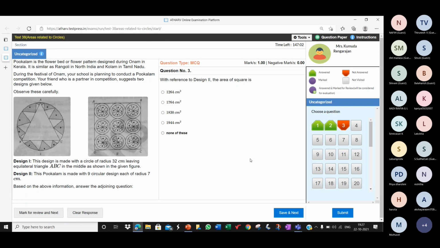What is the diameter of one circle? 14 centimeters. So from here to here is 14. This is 14. So 14 plus 14 plus 14, 42 centimeters is the side of the square. Because here also it's 14, 14, 14. So 42 into 42, 1764 centimeters square.